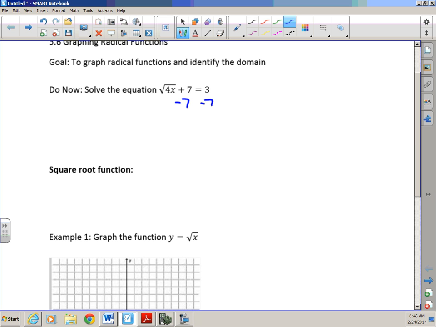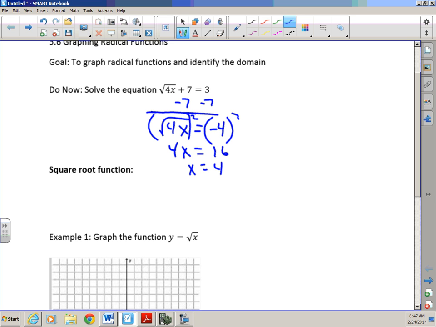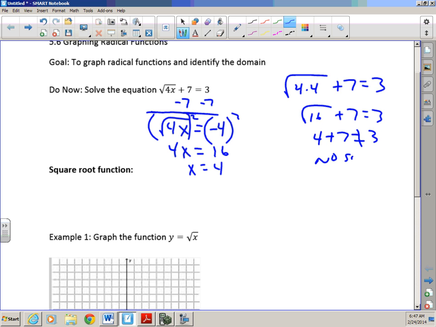So I'm going to subtract 7 from both sides. Radical 4x equals negative 4. We squared both sides. 4x equals 16. X is 4. And then remember, we had to go back and check. And when we put in 4 for x, we get radical 16 plus 7 equals 3. 4 plus 7 does not equal 3, so there's no solution.